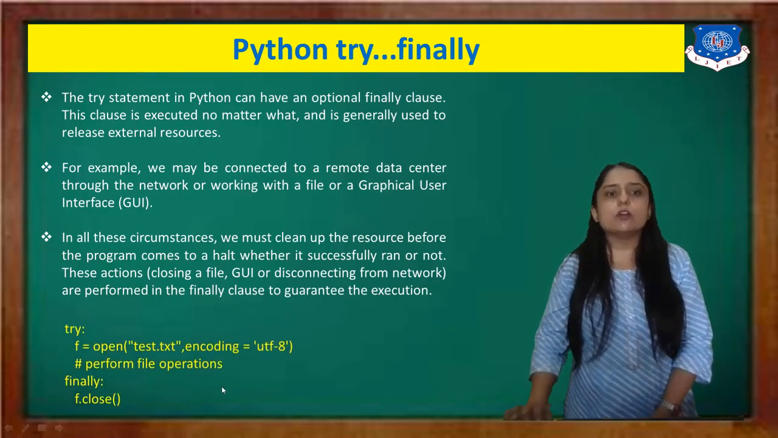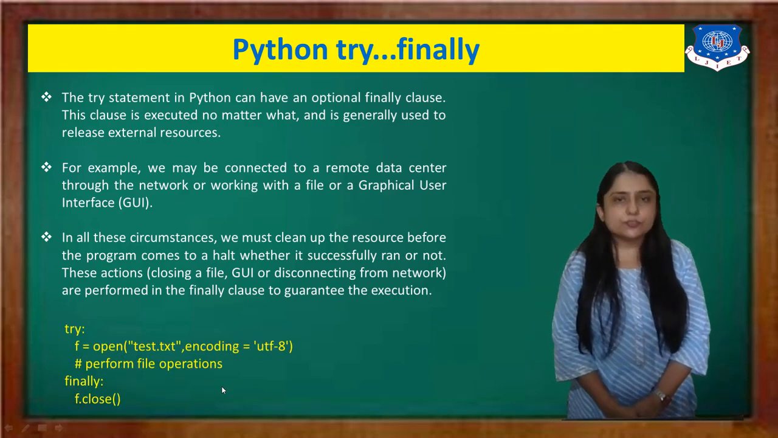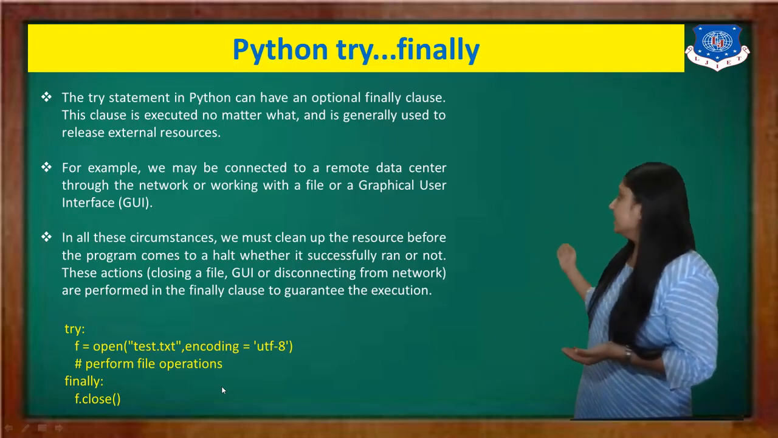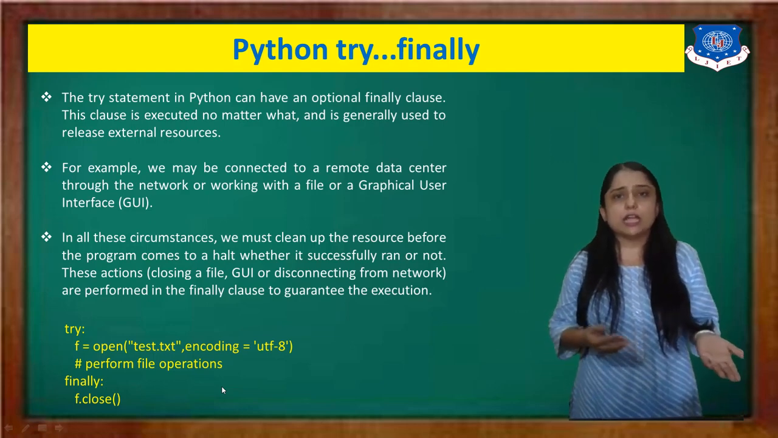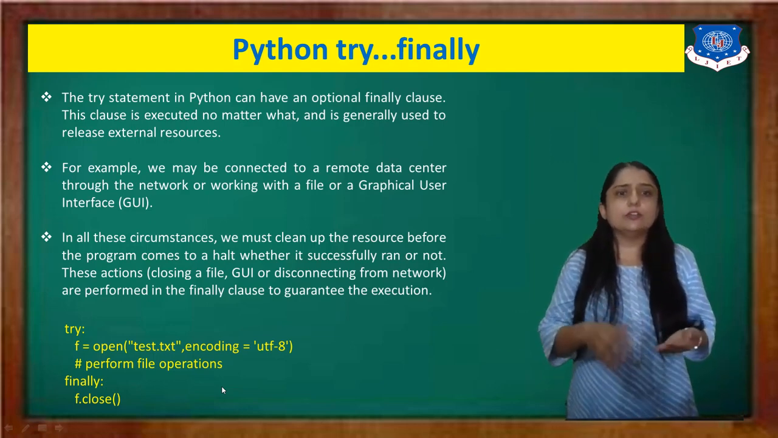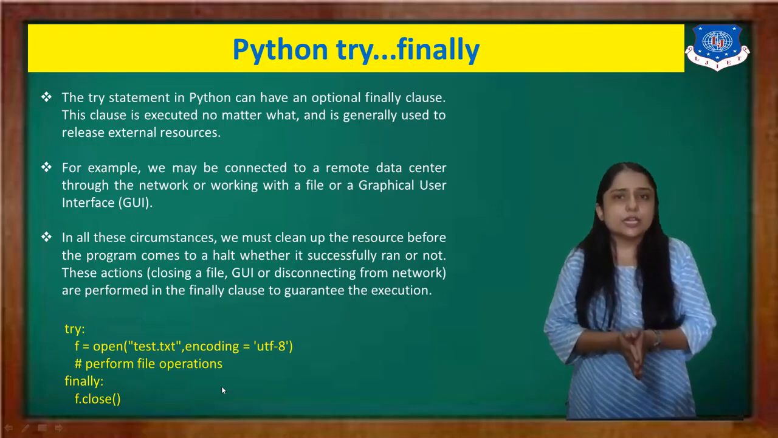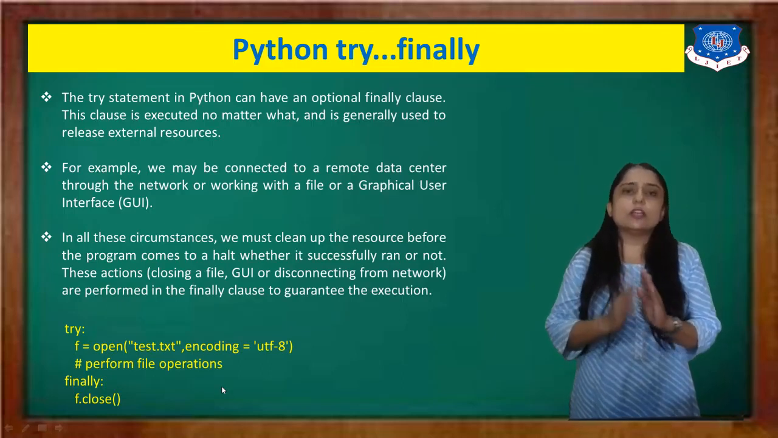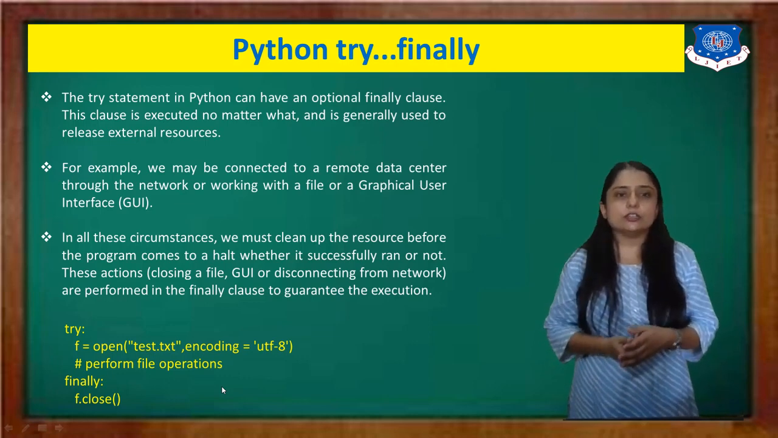Now the example. Here, in the try, f equals open, then some text file, and here I have specified an encoding format. It is not necessary to specify this encoding format. You can just use read, write or append mode, anything. Then you do some file operation, and finally I want to close that file, so I use f.close. Whether any exception occurs or not, this statement will execute. That is finally. I hope this is clear.